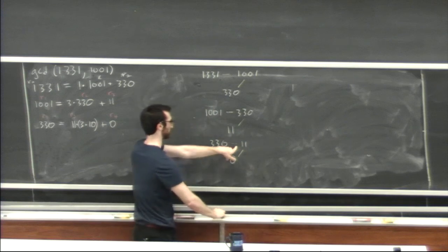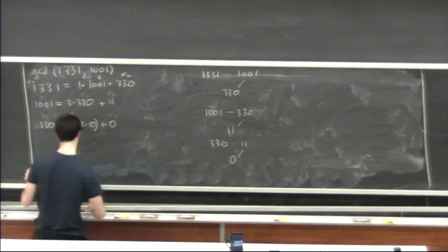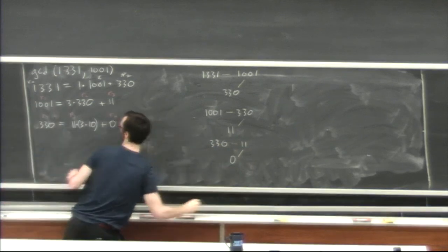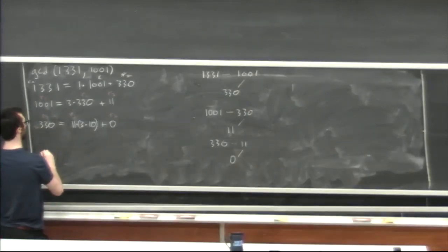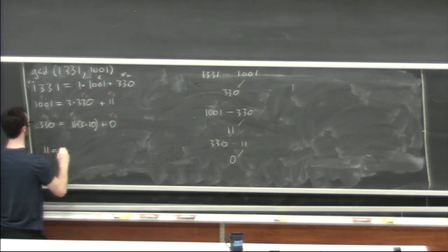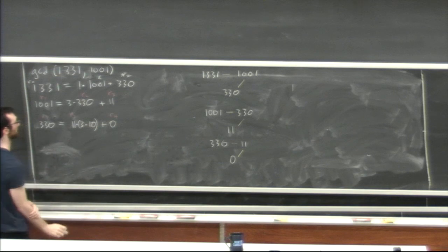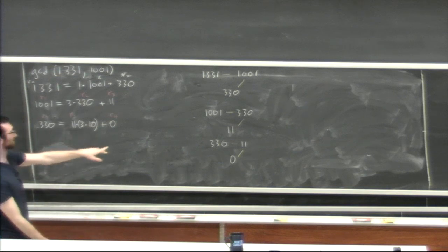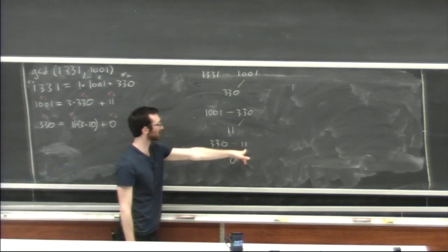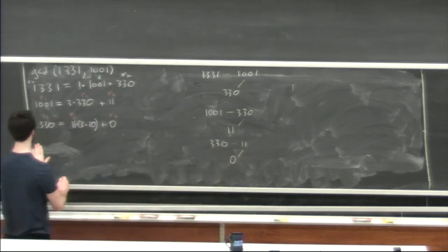The GCD of 330 and 11 is the same as the GCD of 11 and 0. And now, just to be very pedantic and do the very last step, I have the GCD of 11... Wait. No. This is quite bad. Once I have that I am looking for the GCD of 11 and 0, though, I know that this is just 11.